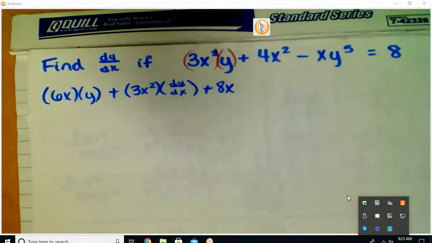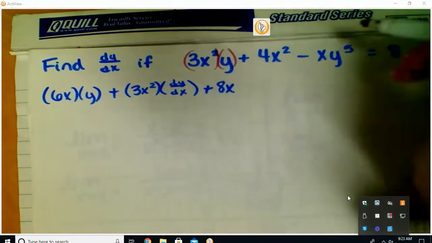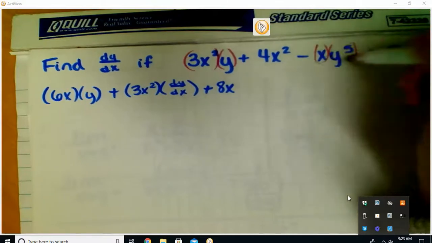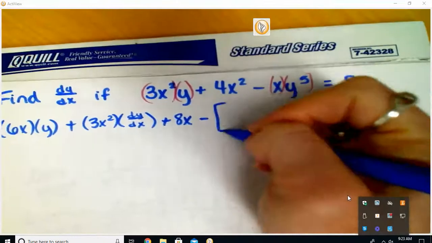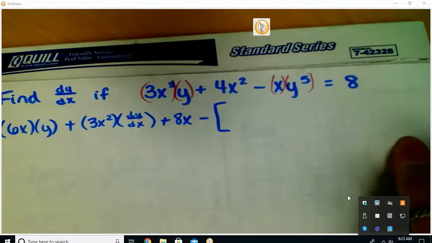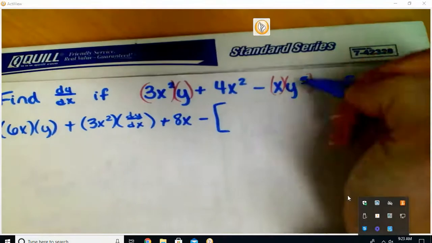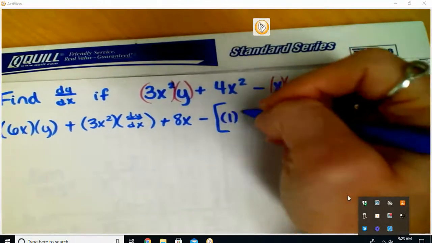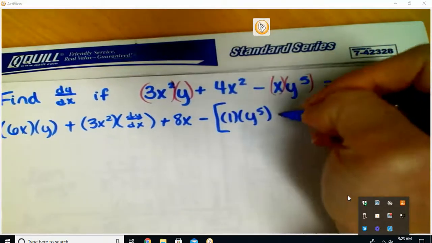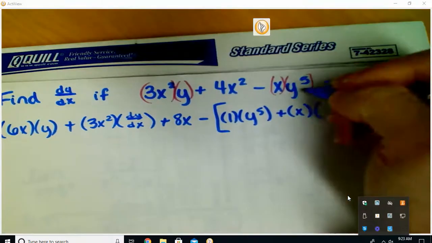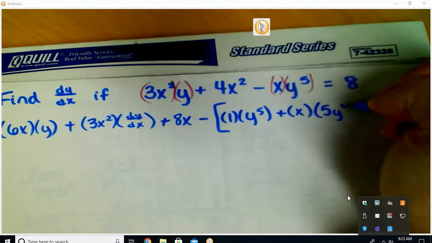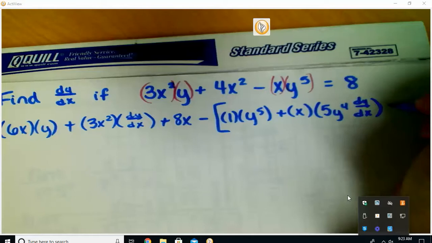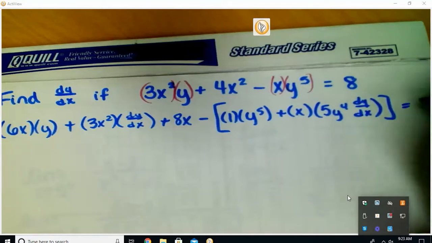8x. Okay, the second problem that I've seen is when there is a minus in front of this, because you're going to do your product rule, but that minus applies to all of this. You have to end up distributing it. So derivative of the first, derivative of x is just 1, times the second, plus the first times the derivative of the second. Derivative of y to the fifth, what else does it need? Okay. And derivative of 8 is 0.